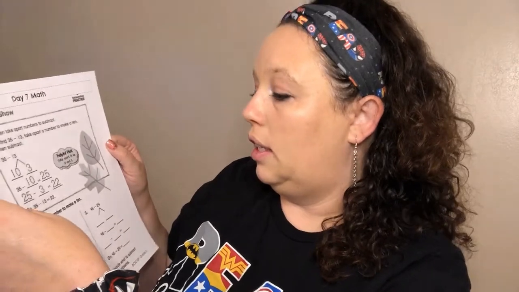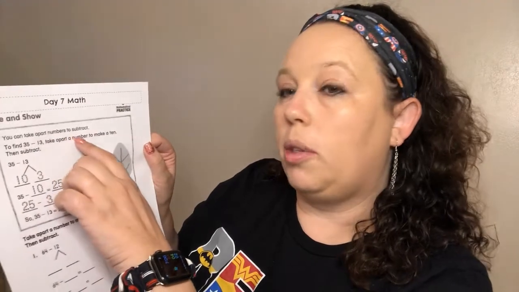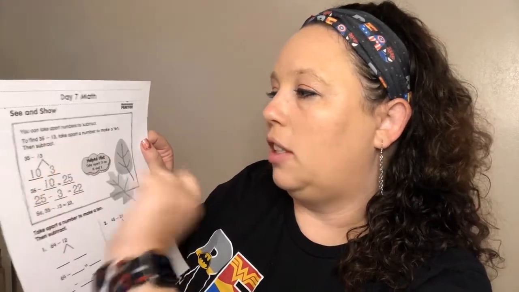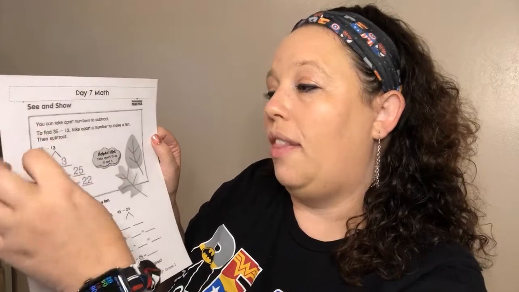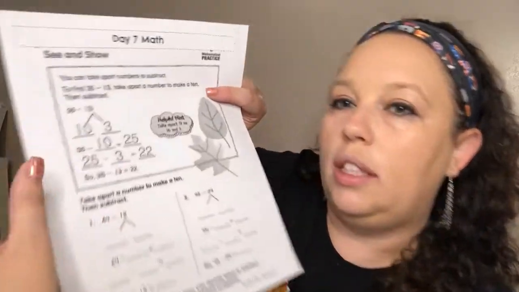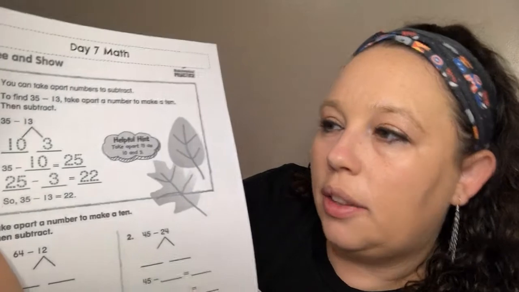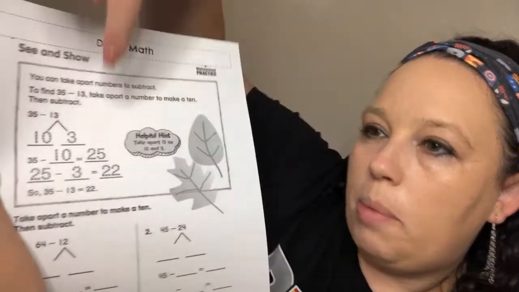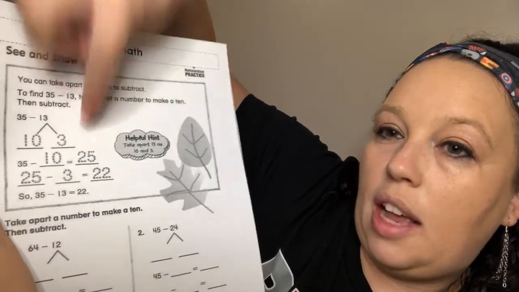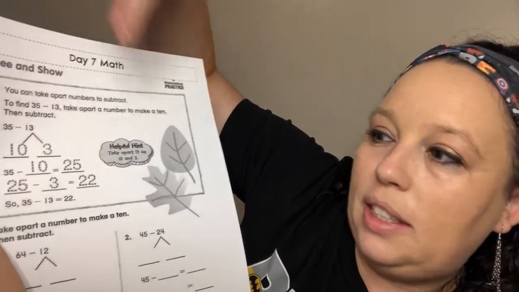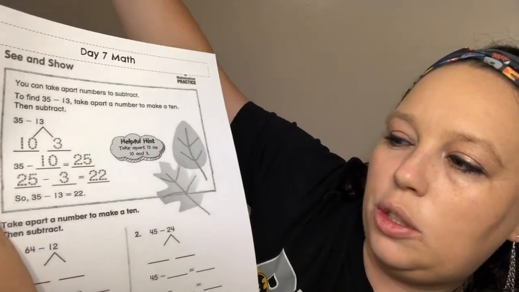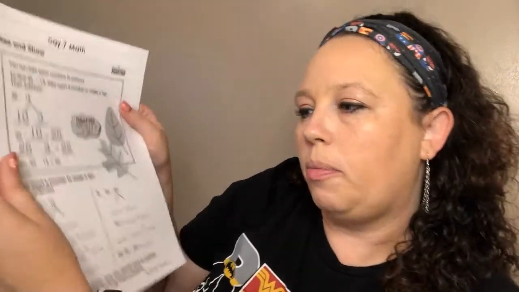All right. And then our math assignment today looks like we're doing some subtraction. It says you can take apart numbers to subtract. To find 35 minus 13, take apart a number to make a 10, then subtract. So what this is showing is 35 minus 13, they broke 13 down as 10 plus 3. And you know, 35 minus 10 is 25, and then 25 minus 3 is 22. So it's just doing it in more steps so that it's easier on your brain.